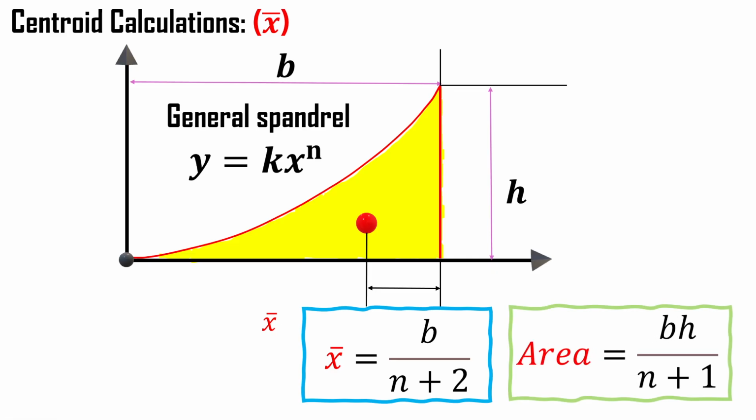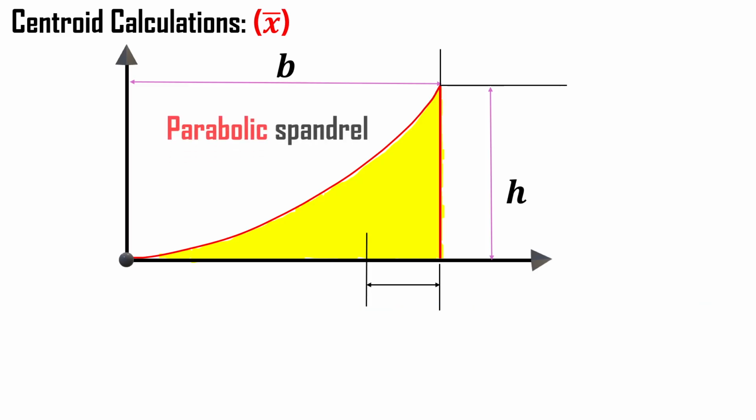That's the general equation. Again, you can find it in the references or any structural or mechanics of solids textbook. So let's just go for a parabolic spandrel, which is another term for the second degree loading.